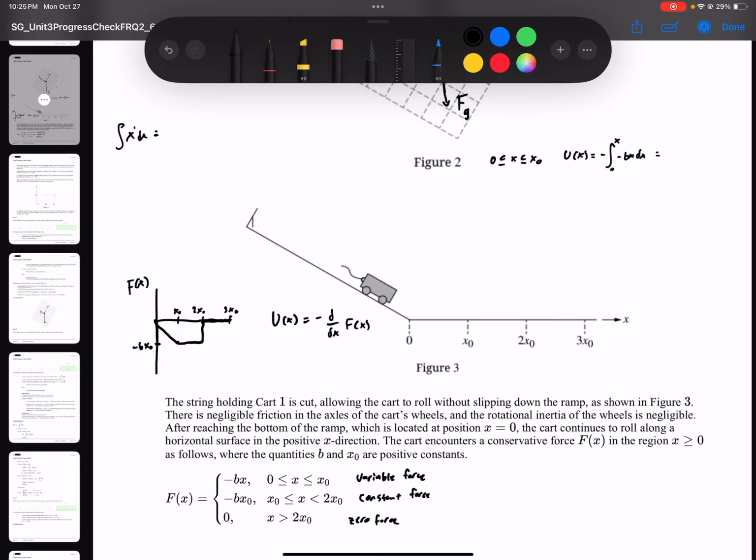So the exponent is 1. I'm going to add 1 to the exponent, and then divide by n plus 1. So this ends up being 1 over n plus 1 times x to the n plus 1, right? That's the power rule for integration. If I do that, I end up with negative 1/2 bx squared, but there's a minus sign in front, so I have 1/2 bx squared evaluated from 0 to x. I'm just going to x because I'm trying to write this as a function of x.